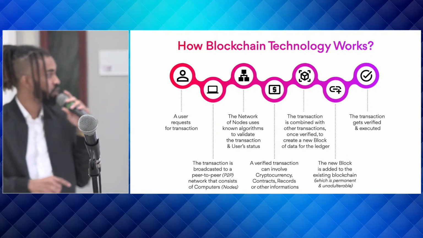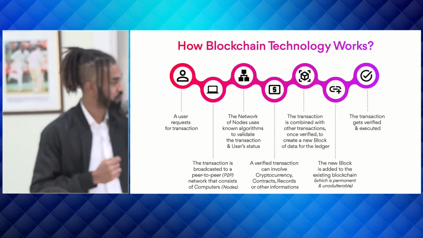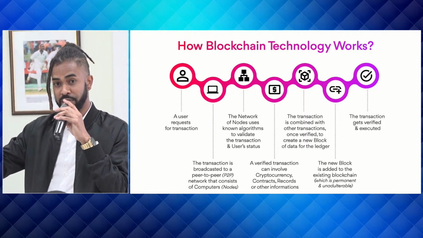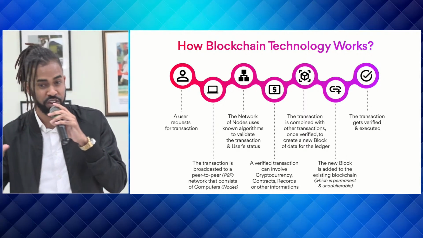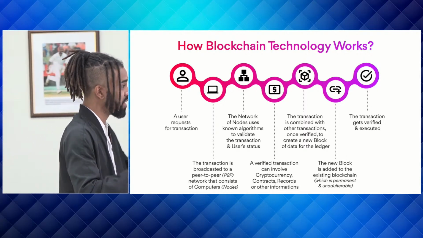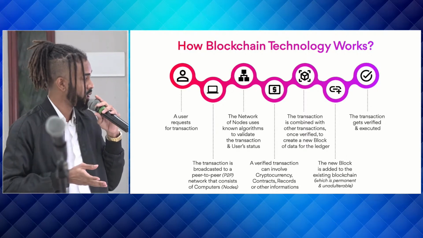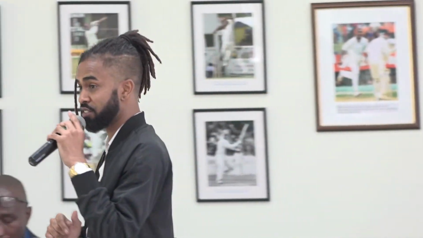And it is combined with other transactions once verified, ultimately to create a new block, an immutable record that cannot be altered, cannot be changed by any third party. This new block is then added to the existing chain, and from there, the transaction is verified and executable.